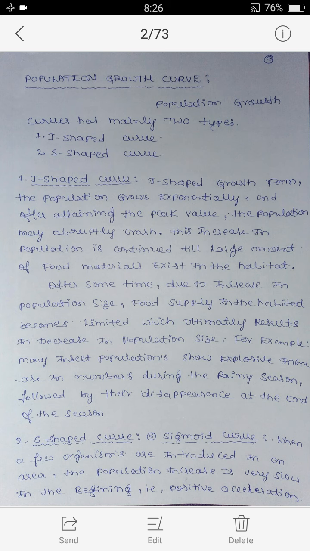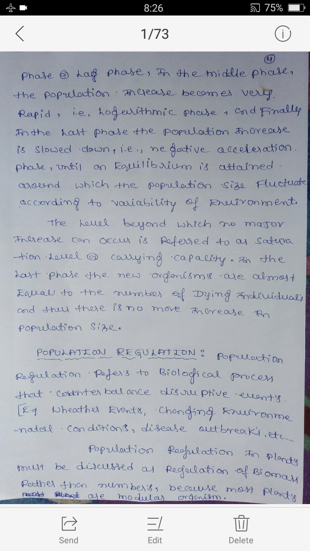Next one is S-shaped curve or sigmoid curve. When a few organisms are introduced in an area, the population increase is very slow in the beginning. That is positive acceleration phase or lag phase.